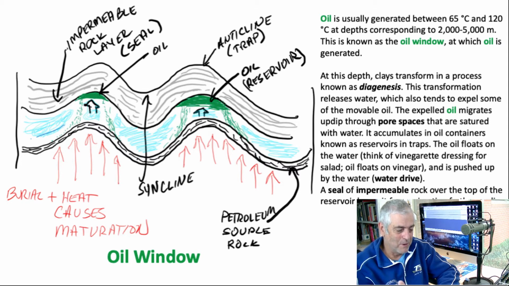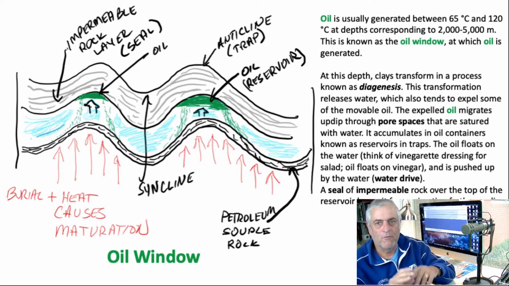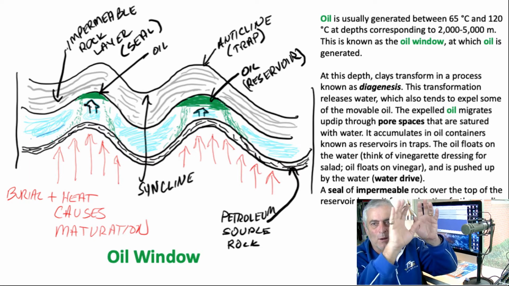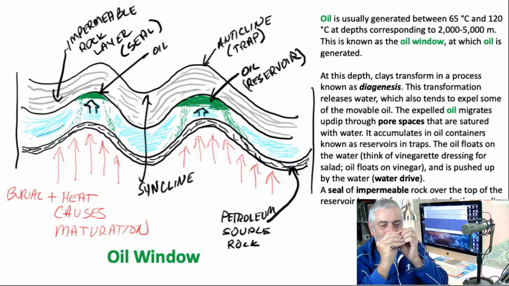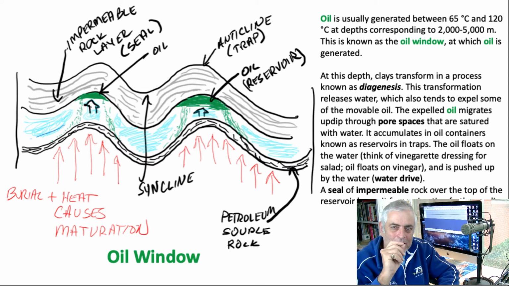Commonly, it gets expelled from that petroleum source rock if it's a mature rock. And so you expel some of that oil. What happens to it? Well, it begins to migrate. It finds its way through, like in the vinaigrette bottle, upward. And it percolates upward through these pore spaces, little tiny openings in the sedimentary rock that otherwise would be full of water. It displaces the water, pushes the water out of the way, and the oil flows upward.